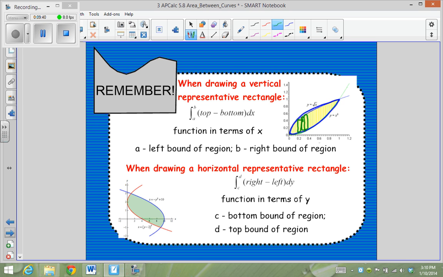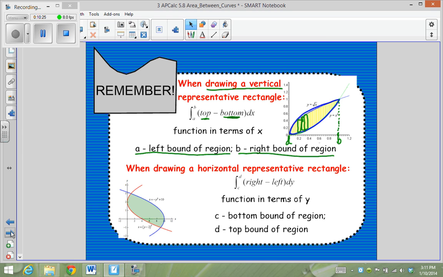When you are doing this, if you are drawing that rectangle vertically, then your integral will always be integral from a to b of the top minus the bottom function, where a is the left bound and b is the right bound. In other words, this right here is your A, and right here, that is your B. Okay, so if you have a vertical rectangle, it's going to have to be added from the left to the right. So that's why you have your A and your B. Okay. Now then we'll do one here in a minute where you have to do a horizontal rectangle.